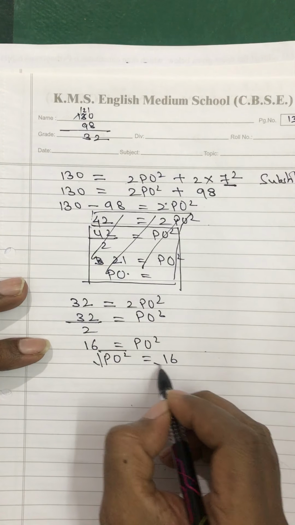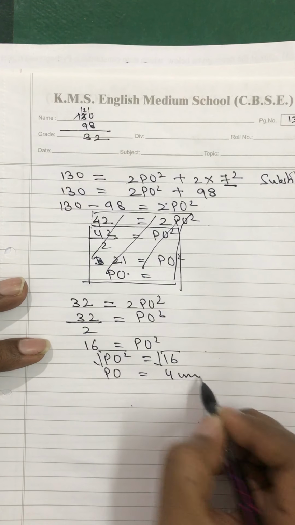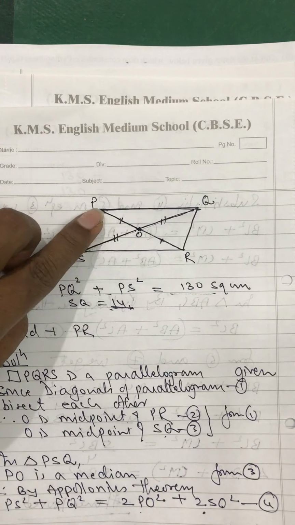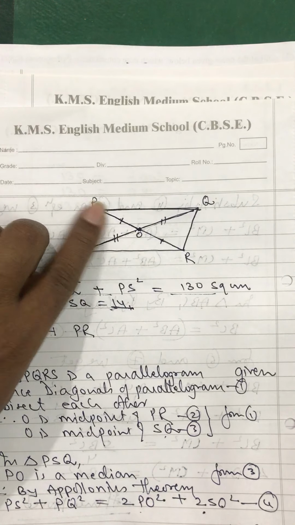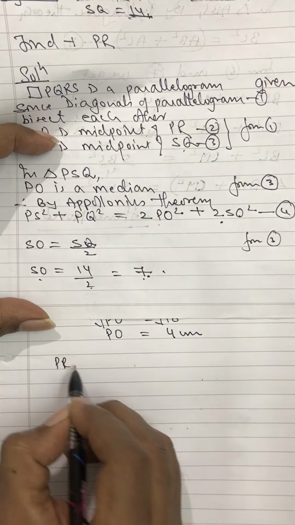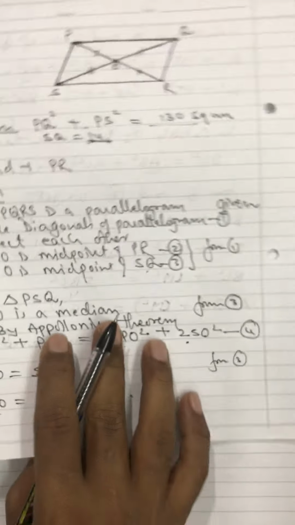You will take the square root of both sides, and you will get PO is equal to 4 centimeter. So PO is equal to 4 centimeter you have got. You have to find PR, the other diagonal. So double of PO will be PR. PR is equal to double of PO, and this you have proved where? You have proved it.